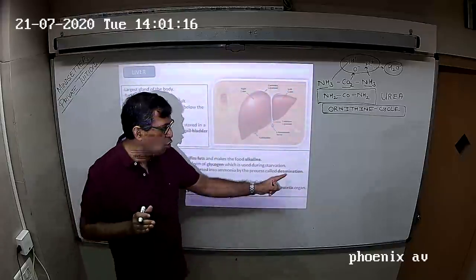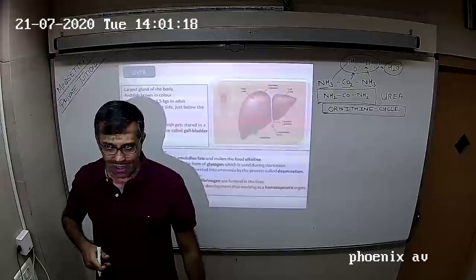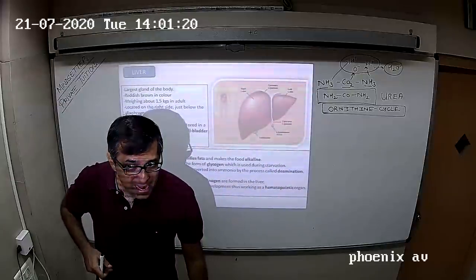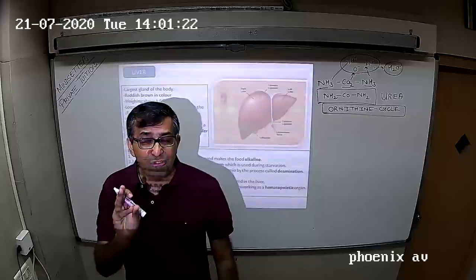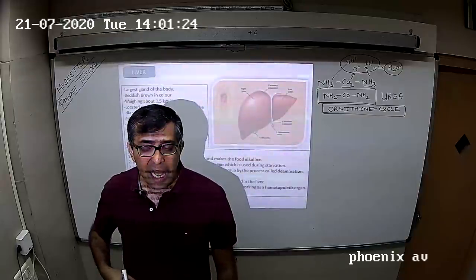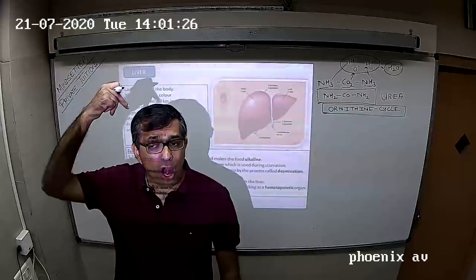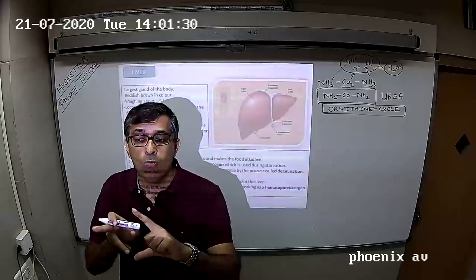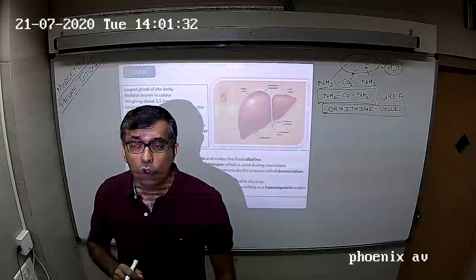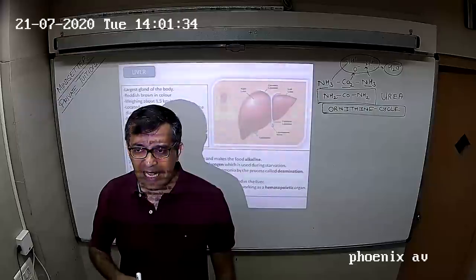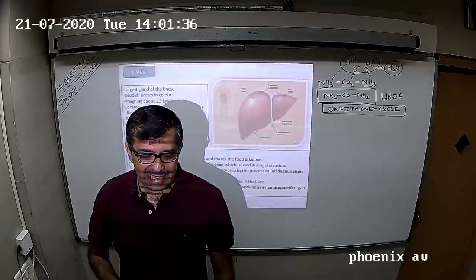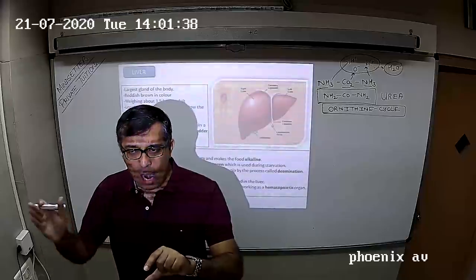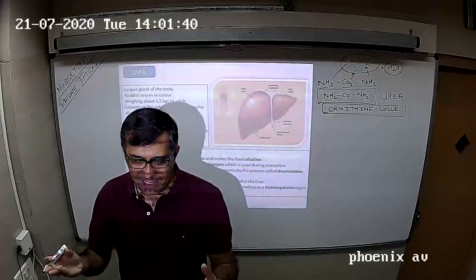What is that process called? Deamination. And why did deamination take place? Because free amino acids are toxic to your brain and are toxic in a cell to mitochondria. So whatever protein we eat, in our intestine it breaks down to form amino acids.